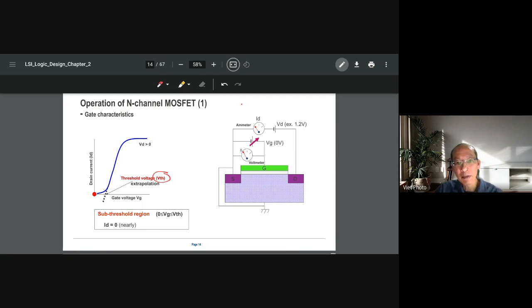we can remember two things. One is the subthreshold region, and the other is the leakage current. The current when there's no voltage applied to the gate is called leakage current or subthreshold current. And then when it goes up like that, this one is linear. So the current will increase with the gate voltage.